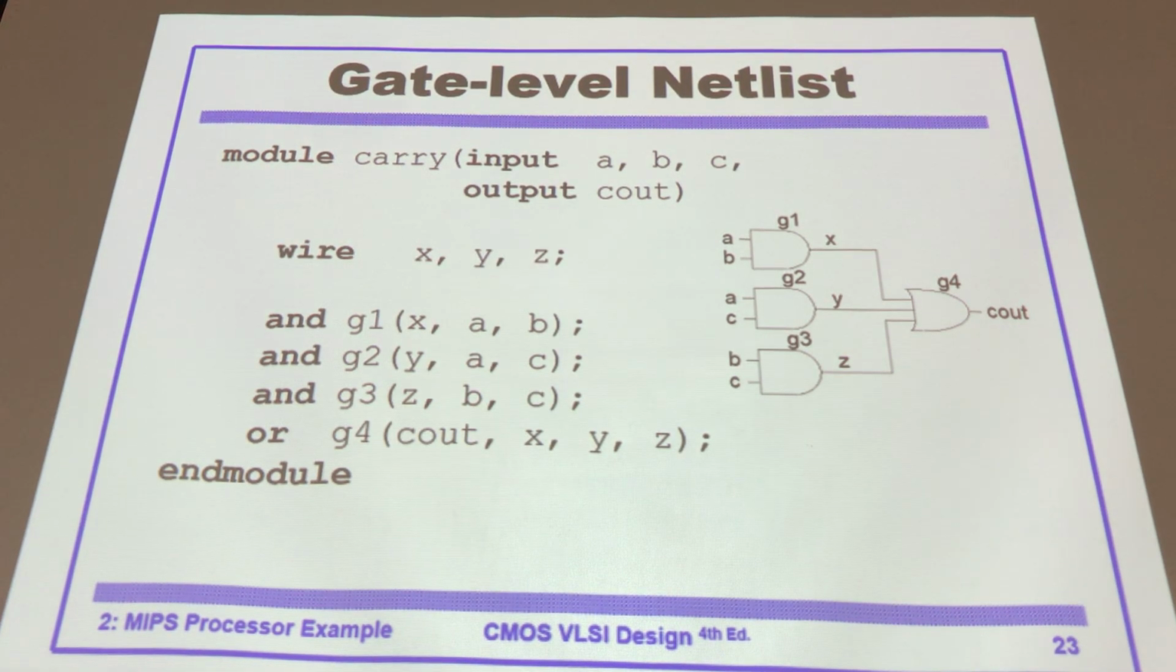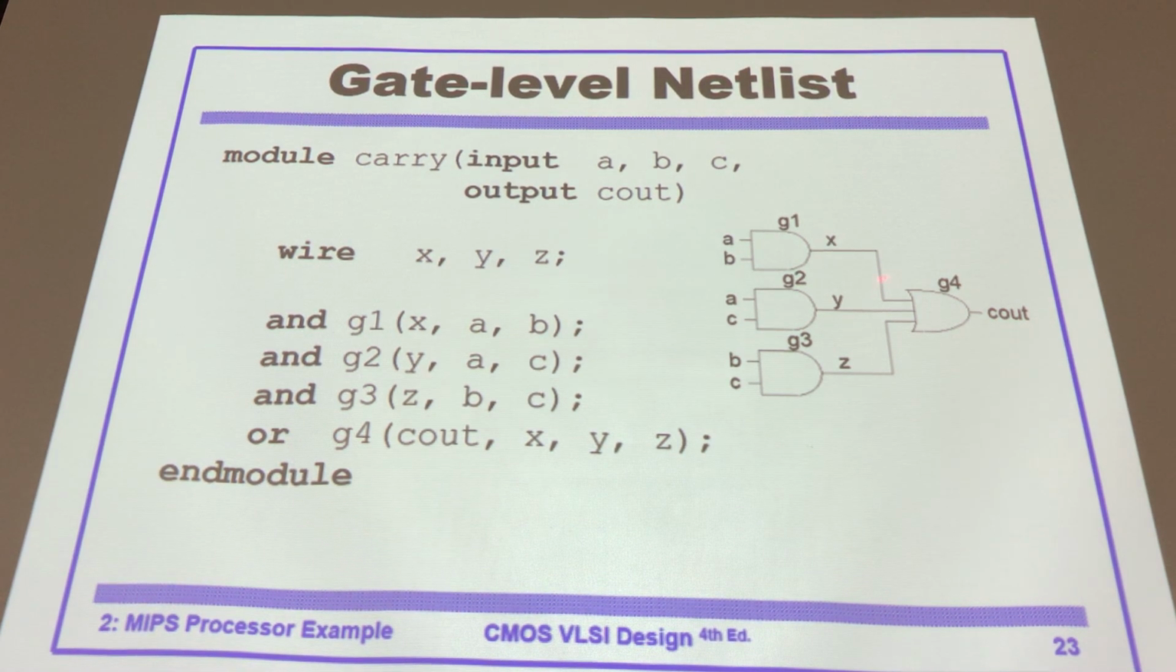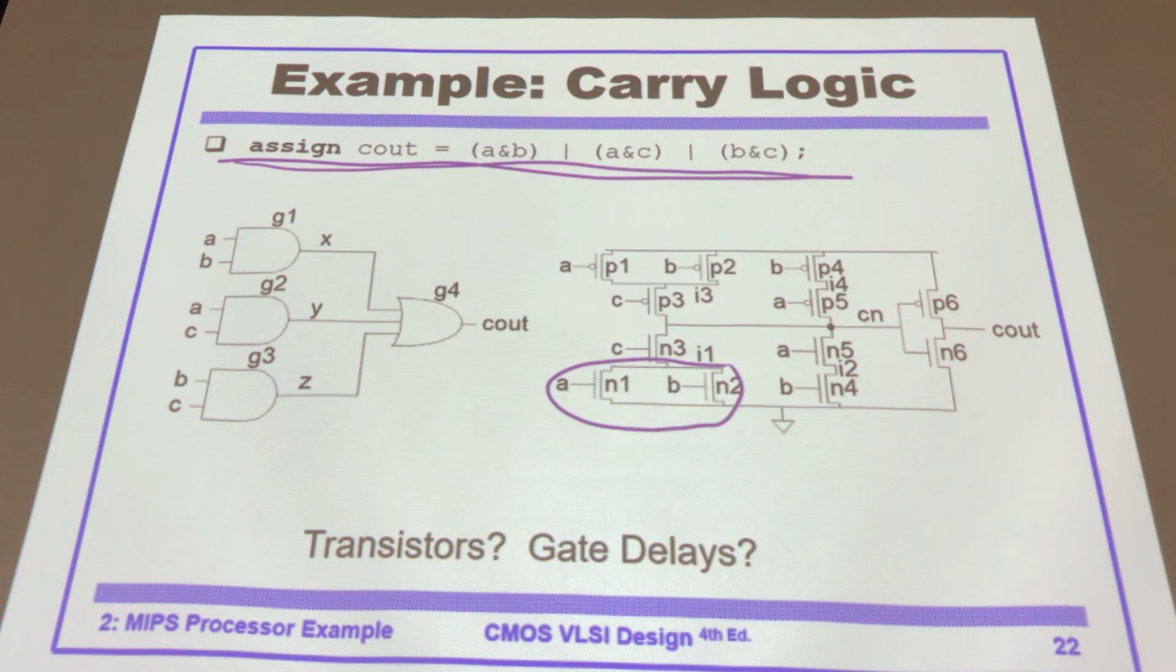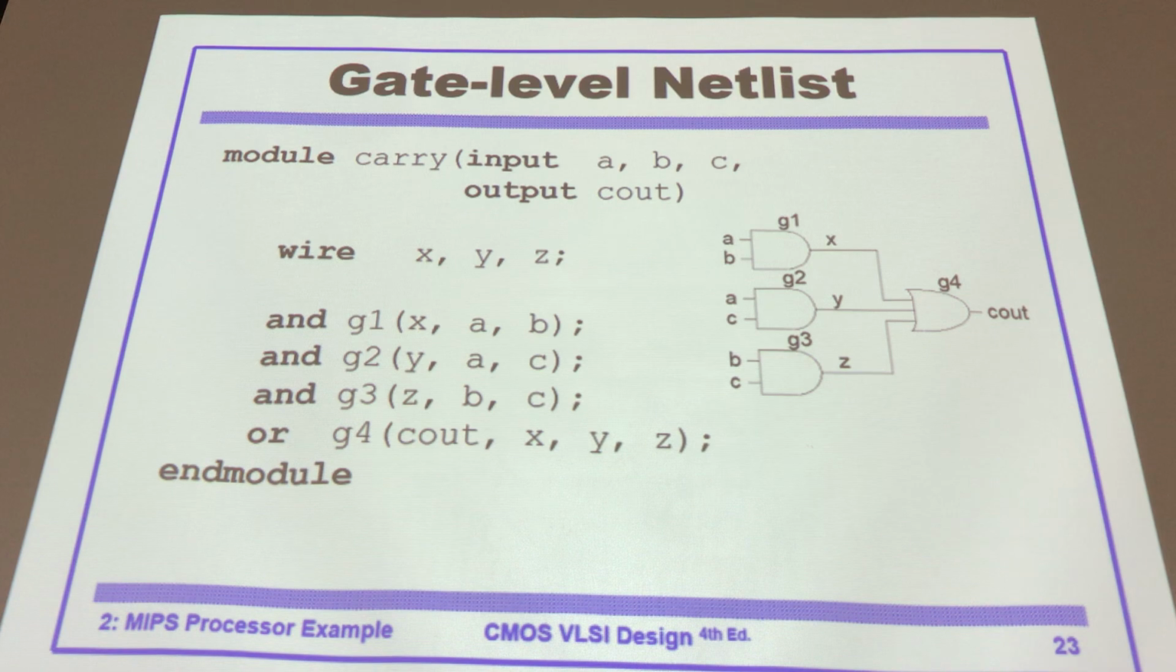consider the gate level description like this. Module carry, input A B C, output carry out. Wire S Y Z. S Y Z is temporary, an internal signal point. This module has an AND gate here, an AND gate here, and an AND gate and OR gate here. Both versions are fine. Either this one or this one, they are legal, correct coding for the carry module. But they are in different style. Behavior model, this is structural modeling.